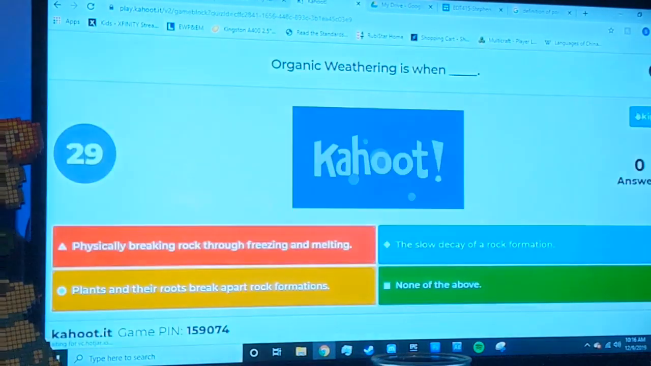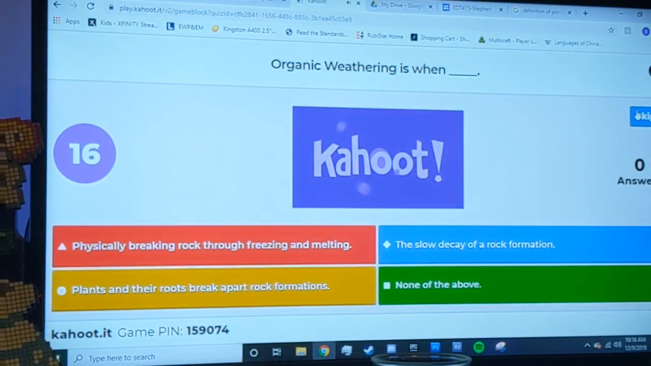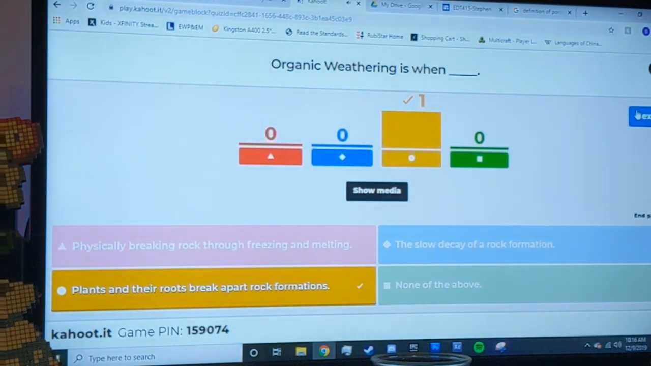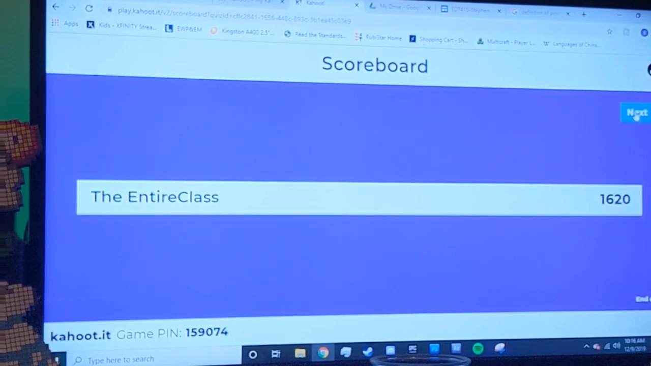Ooh, types of weathering. Which one is organic? Which one is physical? Hint, hint. Organic usually means life. Right. Like when I said life, plants are living. Physically breaking down rocks is more of the mechanical weathering. Slow decay of a rock formation is chemical weathering. And none of the above is just obviously not true. Alright, the entire class is doing really well. Let's keep going.